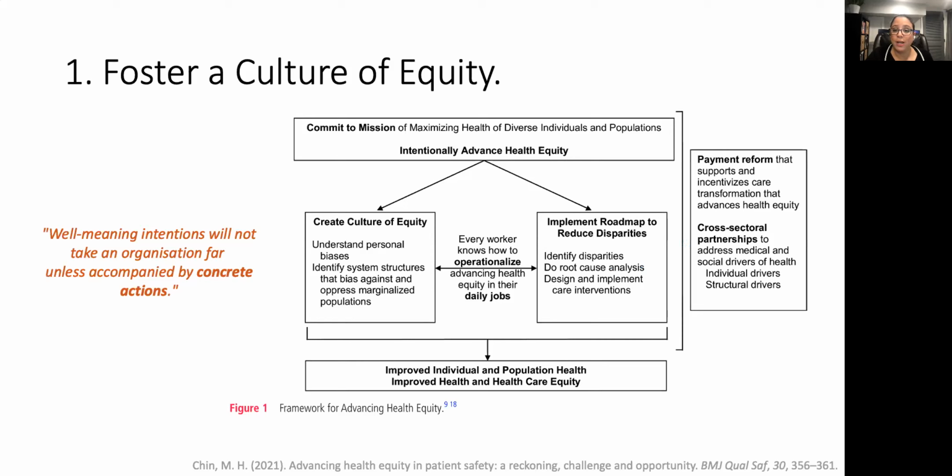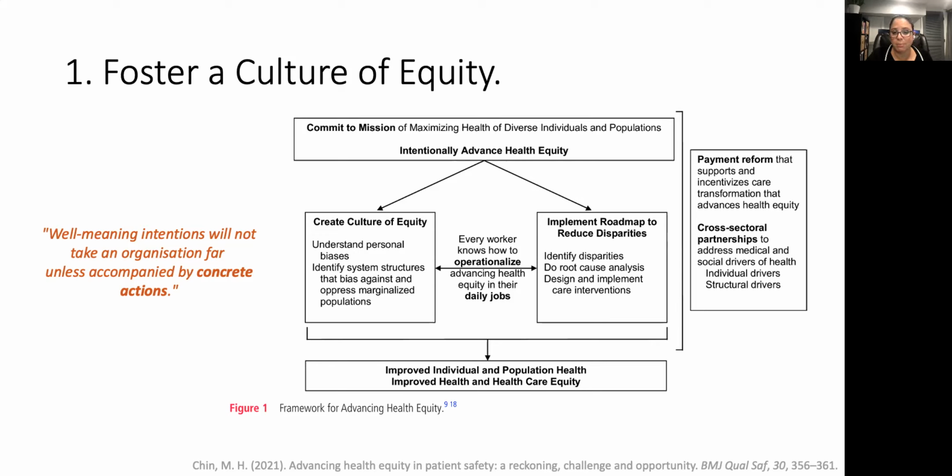So to start an equity-focused QI initiative, it's critical to foster a culture of equity in your local clinic, unit, and hospital. This framework by Dr. Chin is one of my favorites, and it's helpful because it shows concretely how to move from talking the talk to walking the walk when it comes to a deep, genuine, and intentional commitment to equity. One quote from the article says it clearly: well-meaning intentions will not take an organization far unless accompanied by concrete actions. You can see at the top, to commit to a mission of maximizing the health of diverse individuals and populations. In other words, to intentionally advance health equity, you have to create a culture of equity, where biases can be identified, both on the individual and system levels.